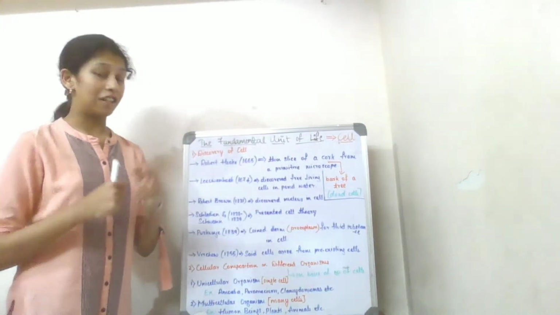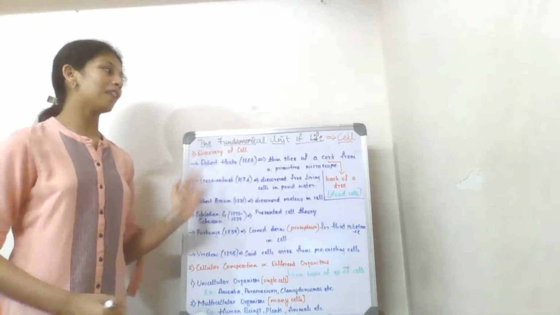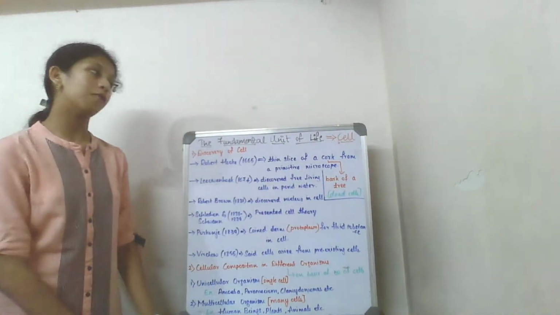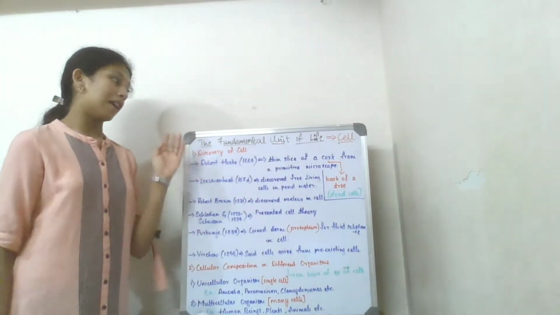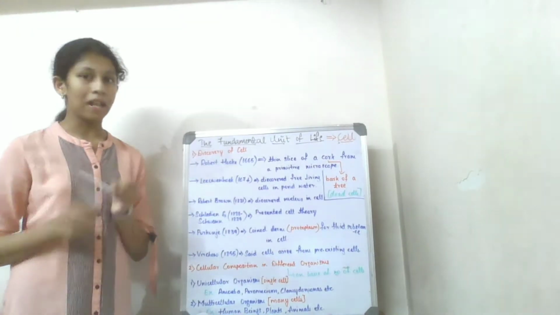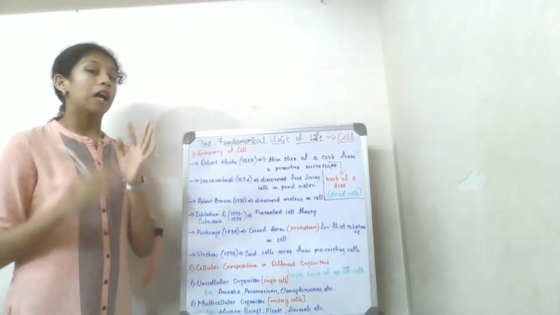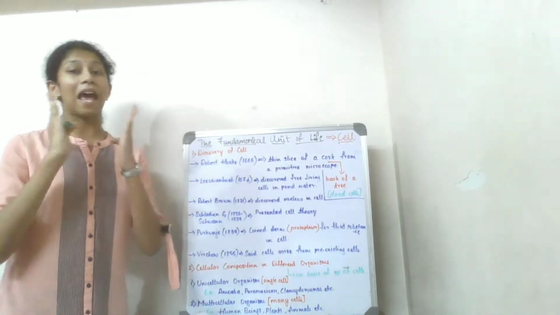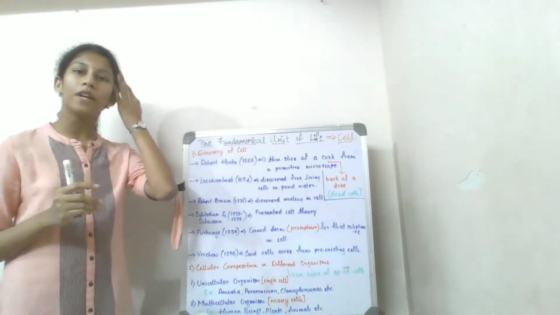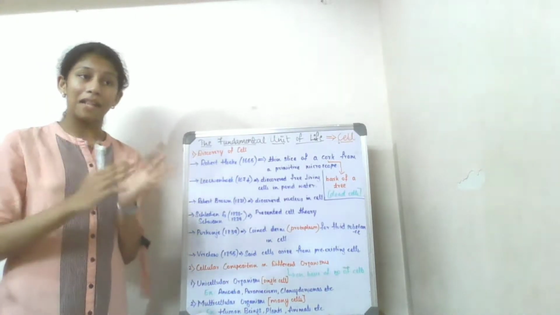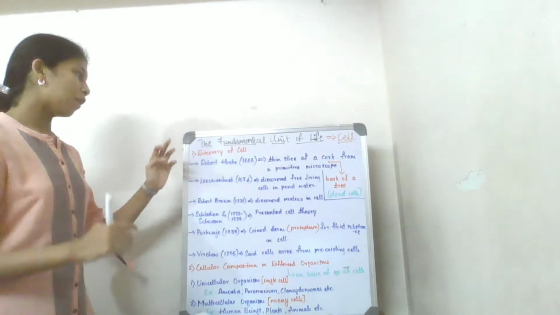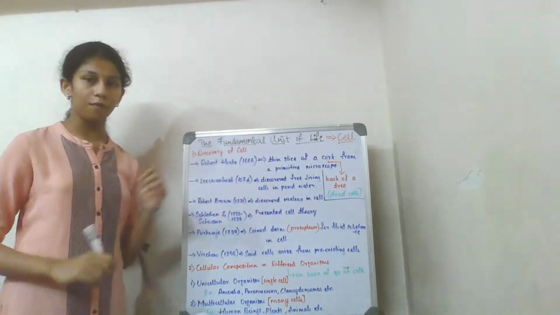Hello guys, in today's video we are going to start the chapter The Fundamental Unit of Life. In the introduction video we learned that a cell is the basic structural and functional unit of life, and all living organisms, including plants as well as animals, are made up of cells, and all cells arise from pre-existing cells only. So now let us start with the discovery of the cell.